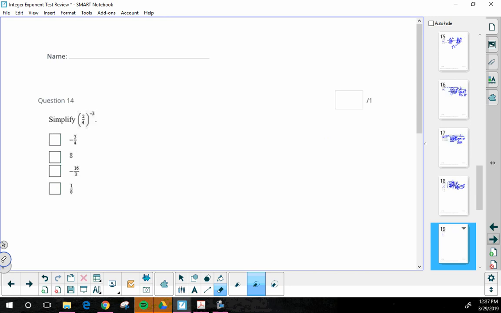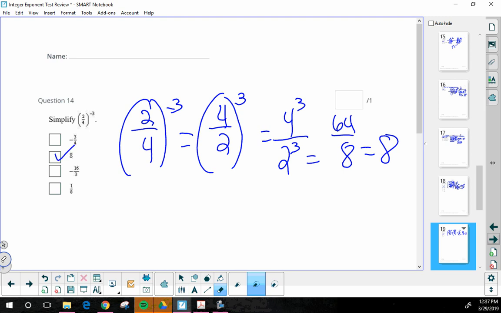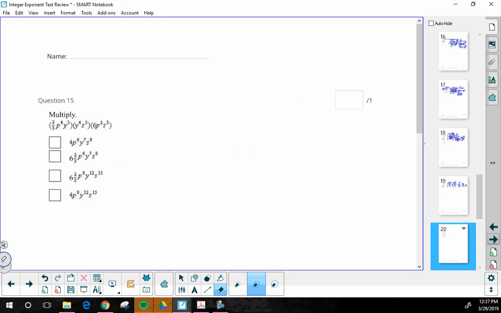All right. Now I'm on question 14. And it is 2 over 4 to the negative 3rd power, which basically just means you flip the fraction and make it to the positive 3rd power, which means we have 4 to the 3rd over 2 to the 3rd, which is 64 over 8, which is 8.